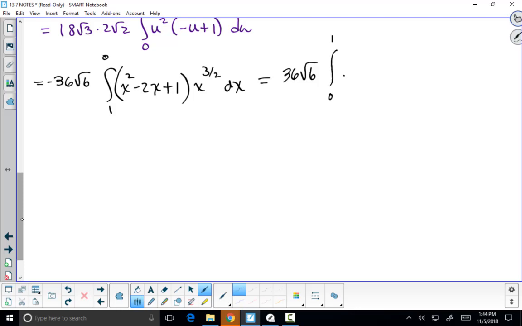And now we have to distribute here, so we have 3 halves plus 2. So what's that, 7 halves? And then minus 2x to the 3 halves plus x to the 3 halves. That's bad adding, that's 5 halves. So we get that.